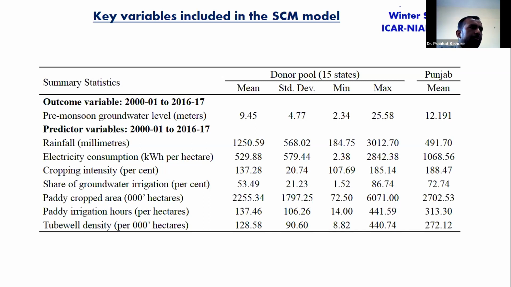So the predictor variables which we have included in the model are rainfall, electricity consumption, cropping intensity, share of groundwater irrigation, paddy crop area, paddy irrigation hours, and well density. Here we have just taken the average of all variables, and here the Punjab is 10, and you can easily see the differences and all.